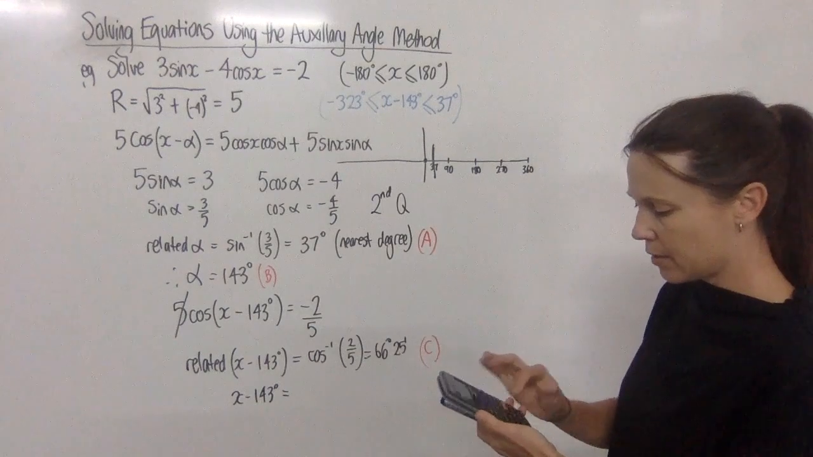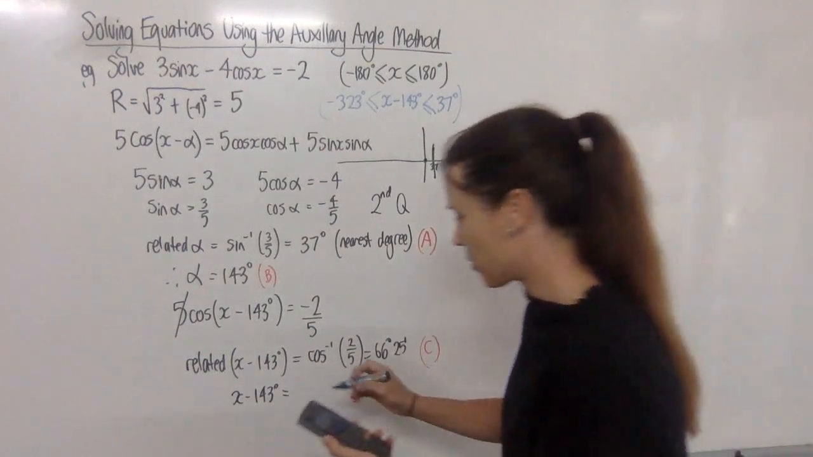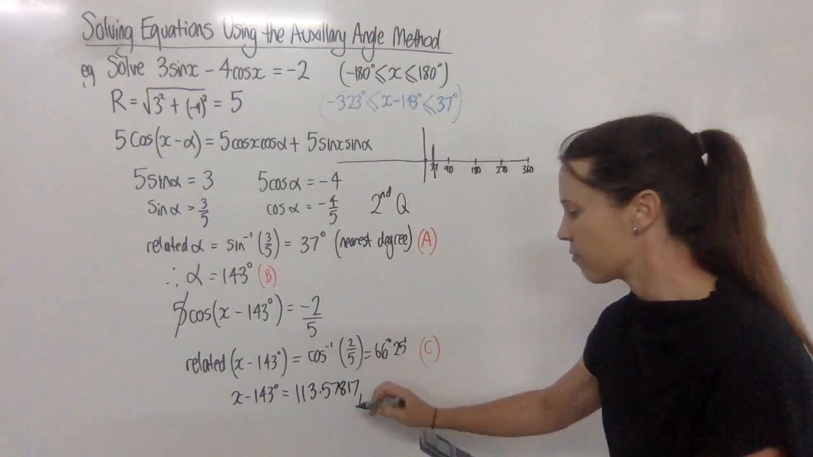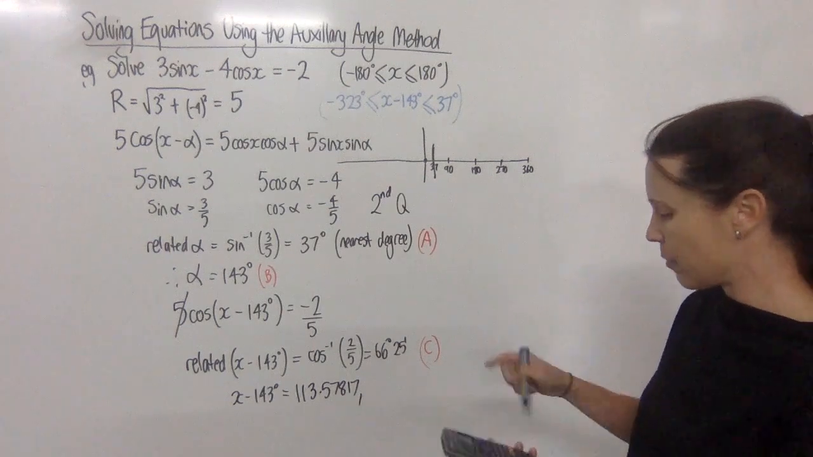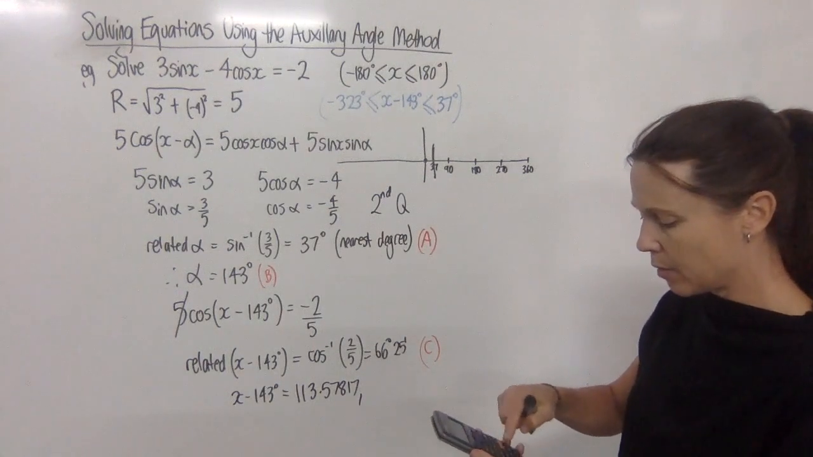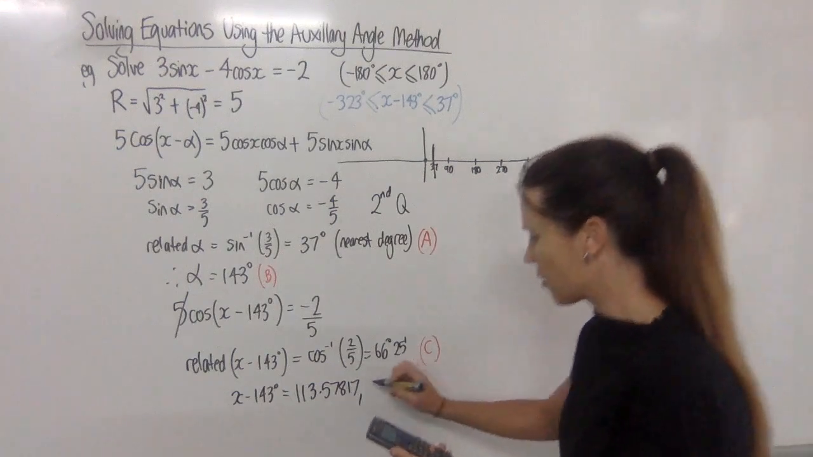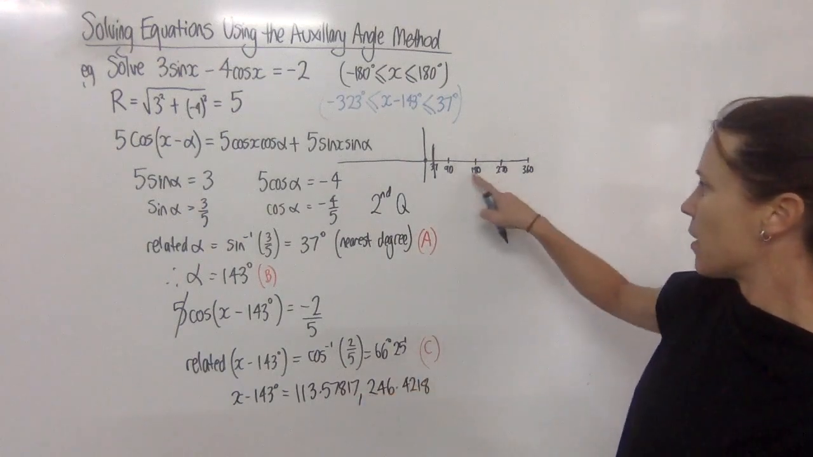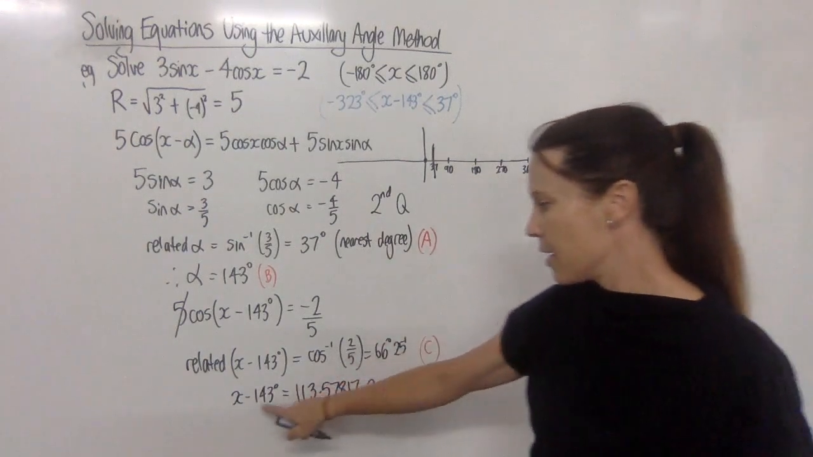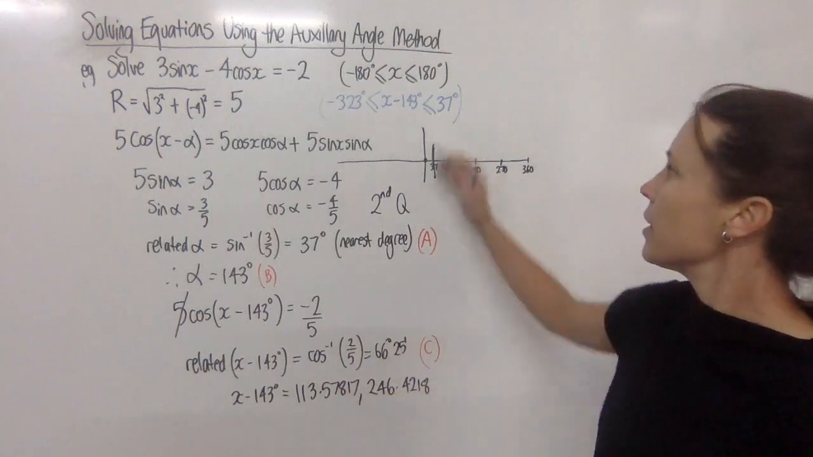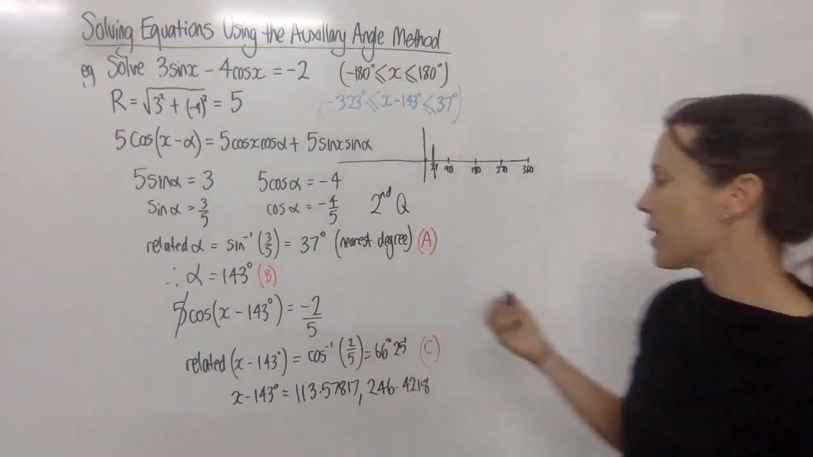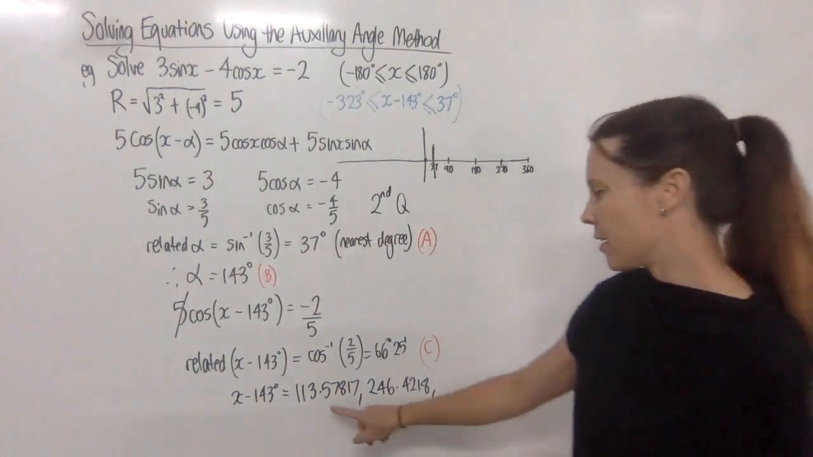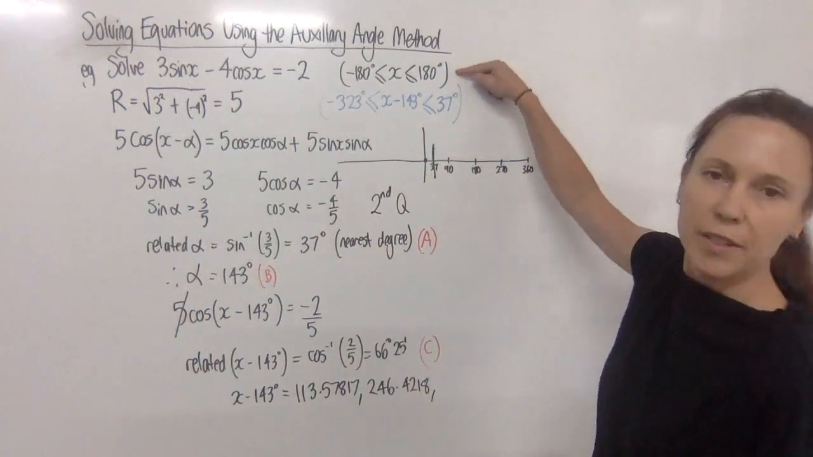Now 180 minus c is 113.57817. I'll just round that off to lots of decimal places so I can't make a mistake here. And then I need to do 180 plus c, and that's going to give me this answer, 246.4218. But these answers are quite big. Have a look at what's going to happen on the next line. If I add 143 degrees to them, they're not going to fit into the domain that I was given. I actually need these answers to be way down here. Now these answers aren't wrong, they're just not the ones that we're looking for in the domain that we're after.